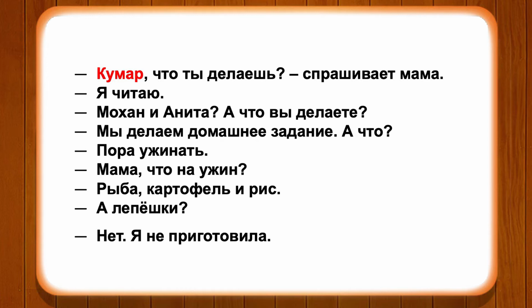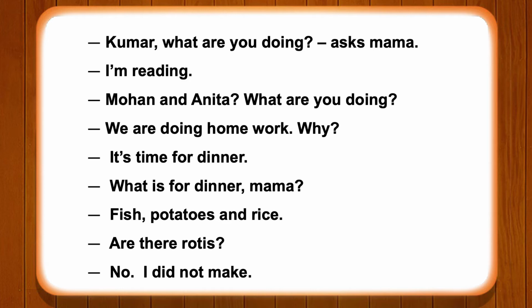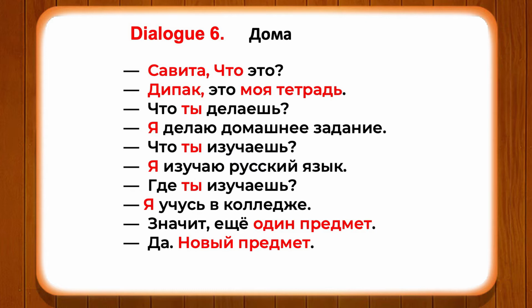Kumar, what are you doing? Asks Mama. I am reading. Mohan and Anita, what are you doing? We are doing homework. Why? It's time for dinner. What is for dinner, Mama? Fish, potatoes, and rice. Are there rotis? No, I did not make. Let's move on to dialogue 6.